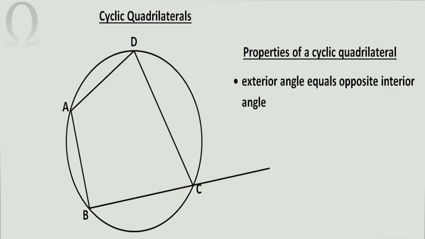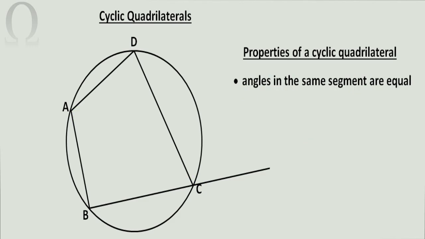If a quadrilateral is cyclic, then the exterior angle of the cyclic quadrilateral equals the opposite interior angle of the cyclic quadrilateral. Because ABCD is a cyclic quadrilateral, angle C1 equals angle A.